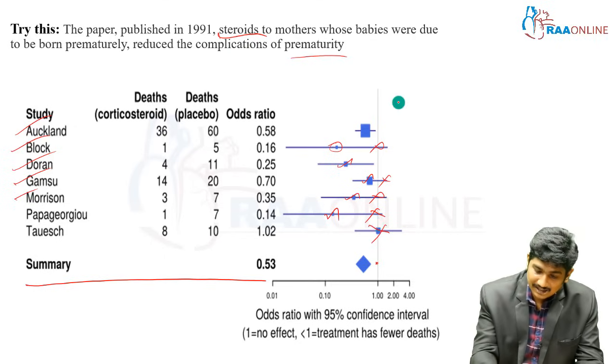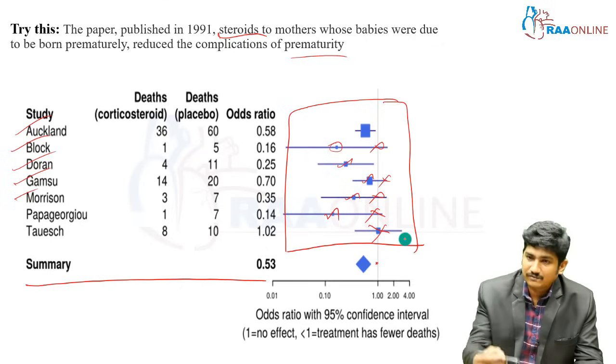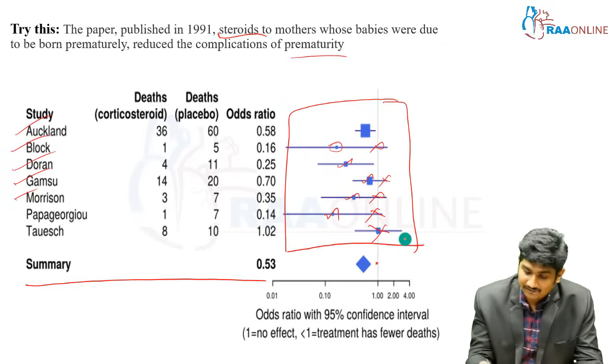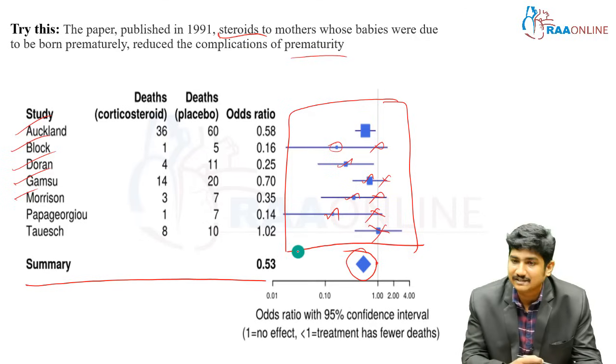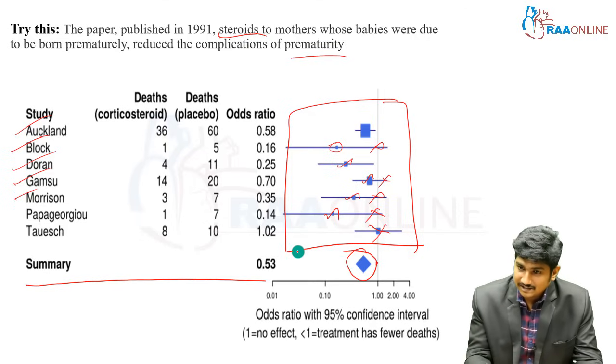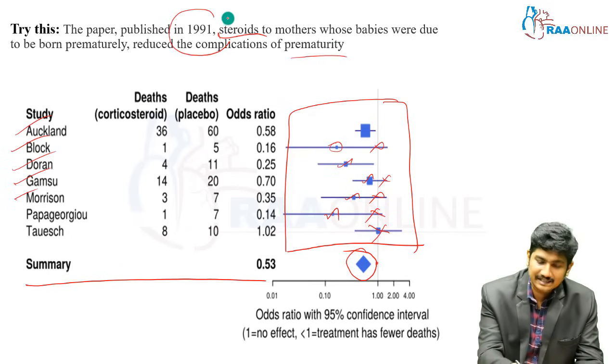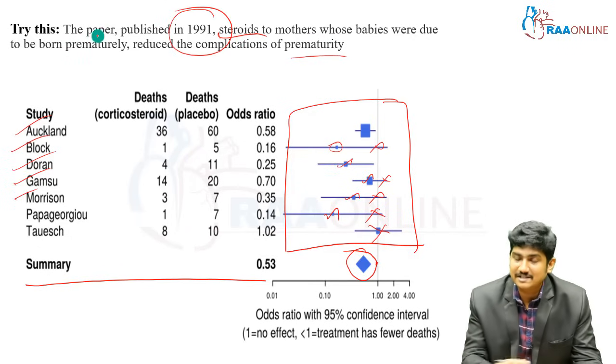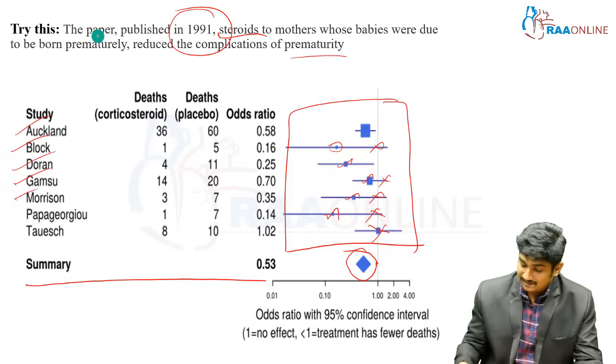But when you collect the data from all the studies, finally you see the diamond over here. That is, this particular intervention is positive, beneficial, and that particular confidence interval is not touching the null line. Okay, so go ahead and give steroids to mothers who are expecting premature delivery. This was the final result in 1991. This completely changed the universal treatment protocols in handling premature deliveries, right?